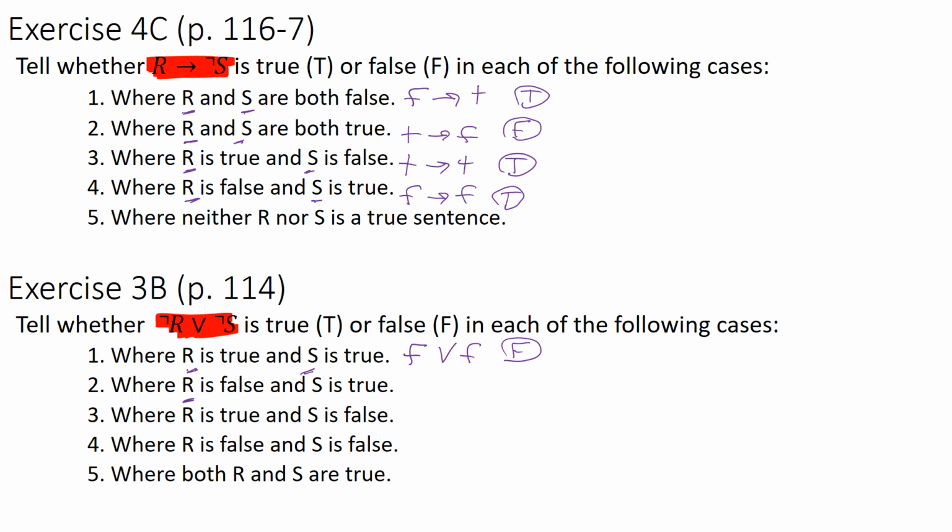Number 2, R is false and S is true. So we have truth or false. So one of them is in fact true, so that's a true statement. Number 3, R is true and S is false, so we have false or true. One of them is true, so the molecular sentence is in fact true. Number 4, R is false, S is false, so we have true or true. So the statement is true.